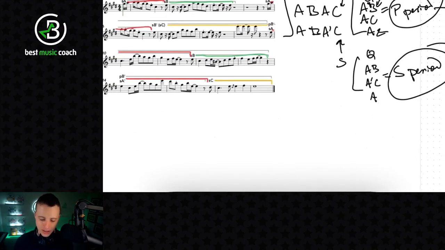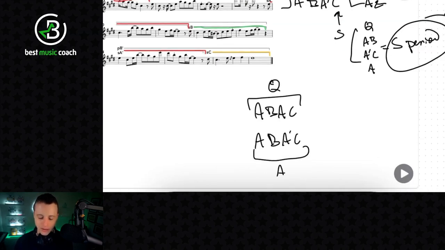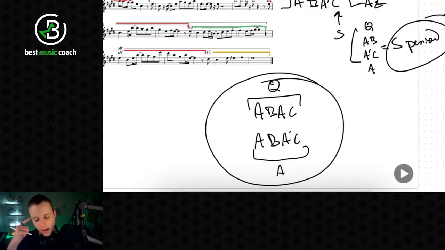Now, we could also set this up that the first ABAC acts as a meta question, and then the second ABAC acts as a meta, very high level answer. Now, we can see that's not quite the case here with this piece of music that we're looking at, but this is an option of a way of thinking about it.